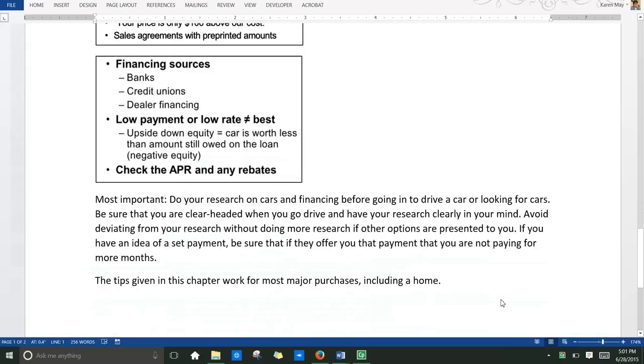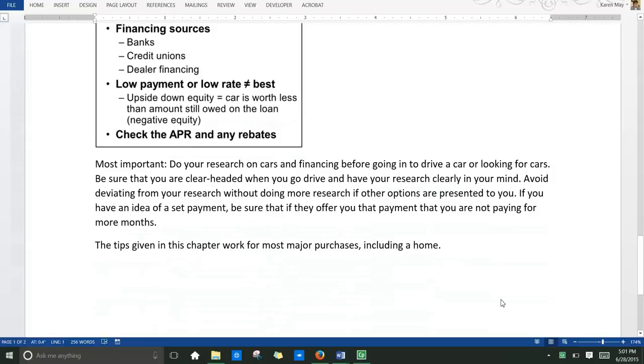Some of your financing sources are banks, credit unions, and dealer financing. It's a good idea to have another source of financing before you go in to look at cars, to have a pre-approval at your bank or at some other credit union. The dealer financing may give you a better deal once you get in there if you've been pre-approved somewhere else. So it's a good idea to get that in place first.